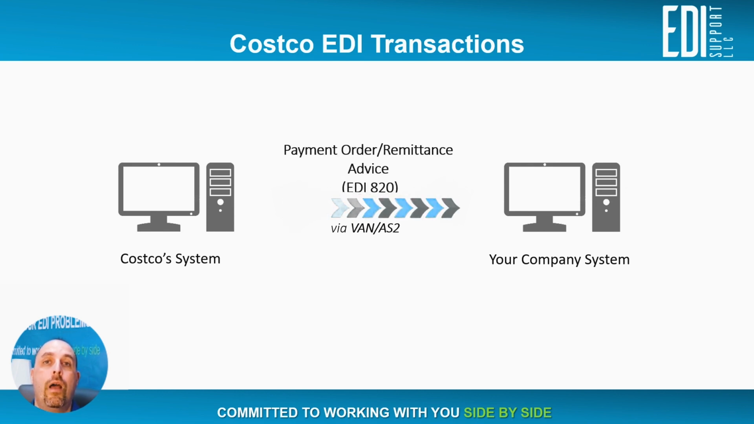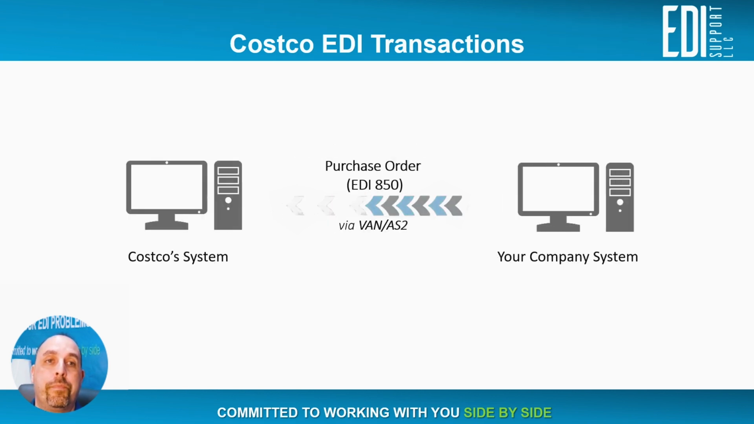They're now also going to send you back an 820. 820 means you're getting paid. They're telling you what they're paying you for, how much they're paying you, so on and so forth. The beauty of that is that's a payment order / remittance advice. It's an 820 document that you're going to want to see and see what they're paying you for so that you can do your reconciliation of your invoices.